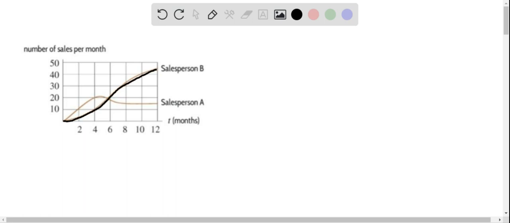So this is the graph of the salesperson B. We have to calculate the number of sales made by this person for 1 year. On the x-axis we have been given the months, and on the y-axis we are given the number of sales made. So basically, if we calculate this area, that gives the number of total sales.